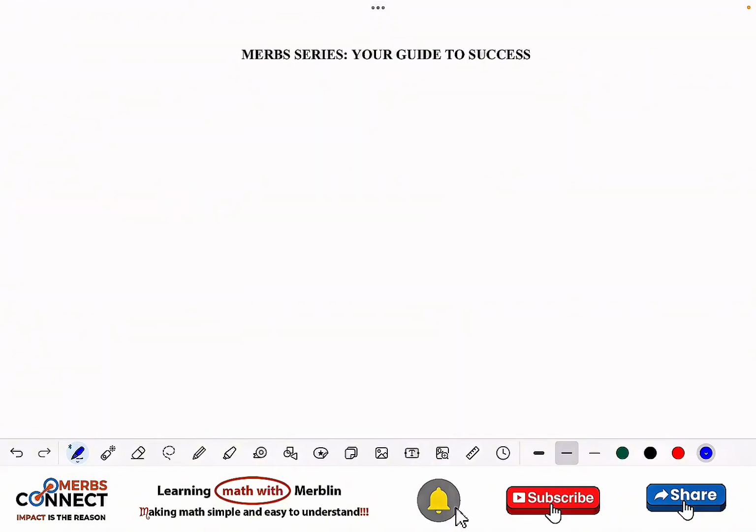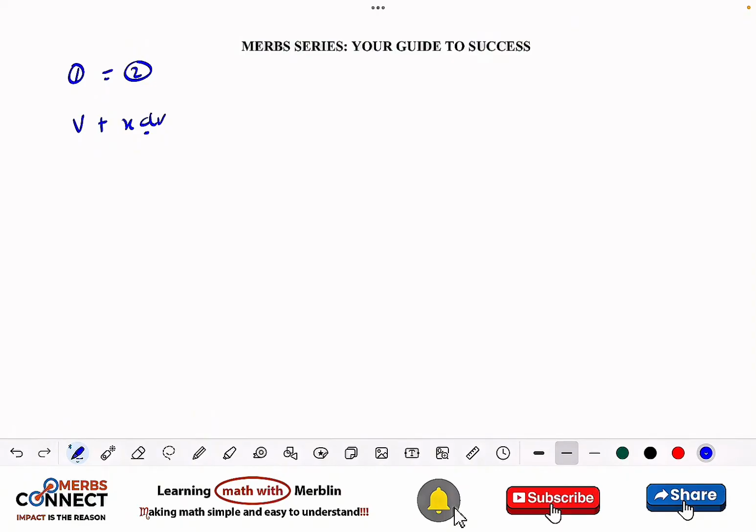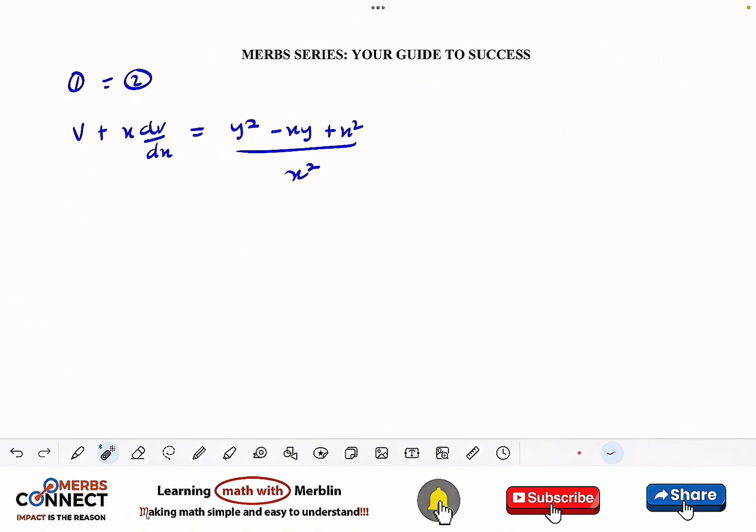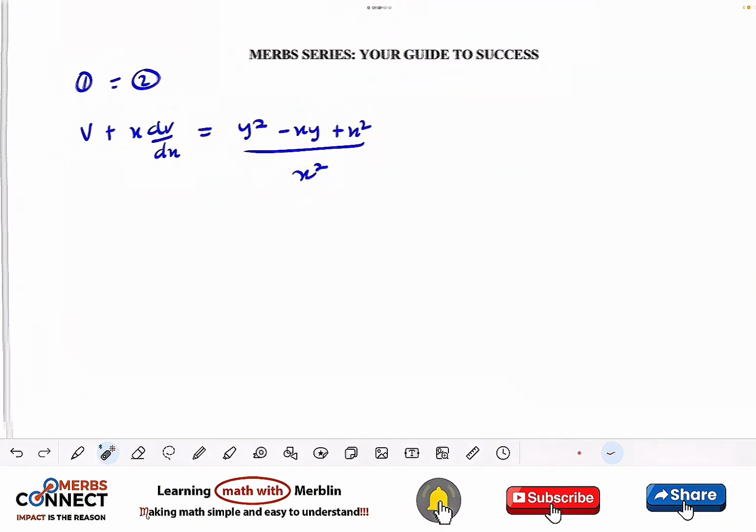So we know that equation 1 is the same as equation 2. So we have then v plus x dv over dx, which will be the same as y squared minus xy plus x squared divided by x squared. As we learned from here, this is the one and this is the one, so we have equated them. But as I said, after we've done with the substitution, we need to move back to a separable differential equation. The only problem here is we have x, and we have y. We need to have two variables so that we can go with separable.